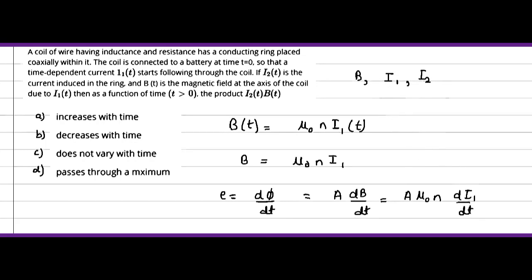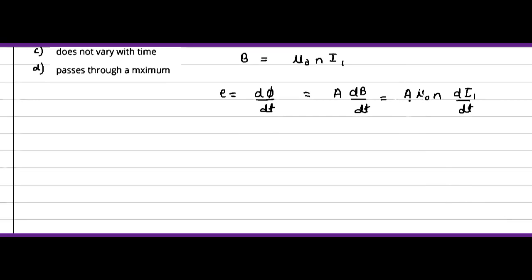Now this is the value, so we can just treat this as our constant. We can say that E equals some constant, let's say K₁, times dI₁/dt.